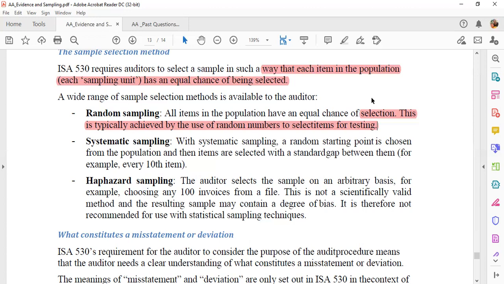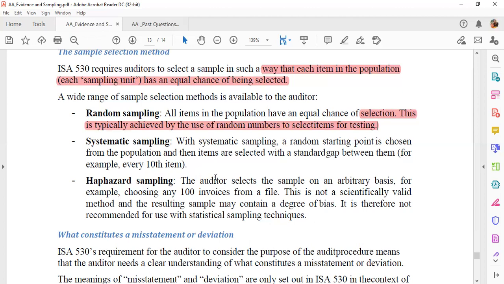That is random sampling. We also have systematic sampling. With systematic sampling, a random starting point is chosen from the population, and the items are selected with a standard gap between them, for example, every 10 items. I'm going to show you an example of this very soon.